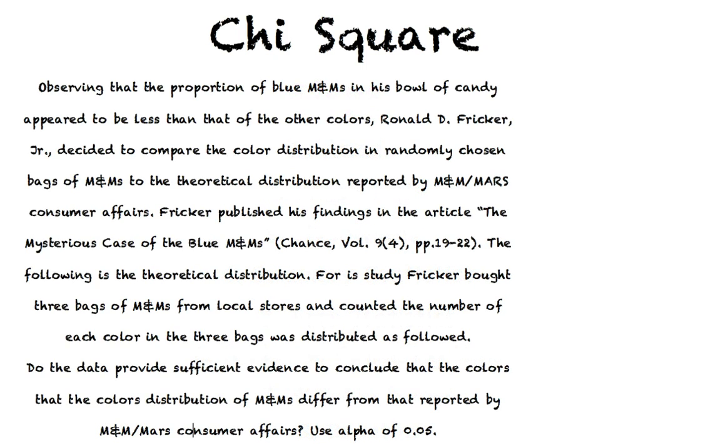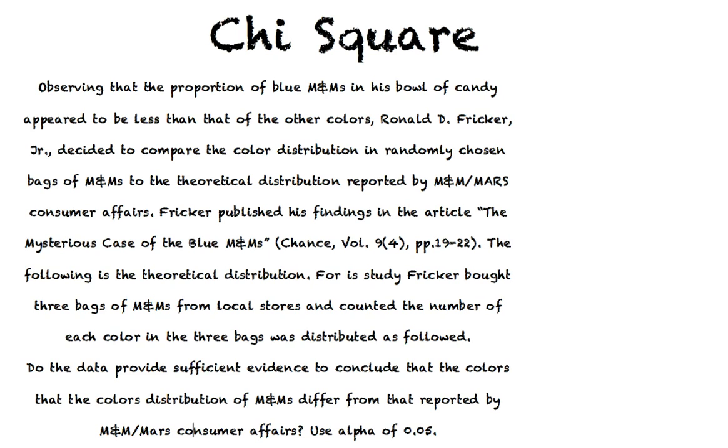Okay, my problem is called M&M colors. Observing that the proportion of blue M&Ms in his bowl of candy appeared to be less than that of the other colors, Ronald D. Fricker, Jr., decided to compare the color distribution in randomly chosen bags of M&Ms to the theoretical distribution reported by M&M Mars Consumer Affairs. Fricker published his findings in the article The Mysterious Case of the Blue M&Ms, Chance, Volume 9-4, pp. 19-22. There is a percentage table after this. Good to know. I will have you share it with me in a little bit. Can do. The problem keeps going.